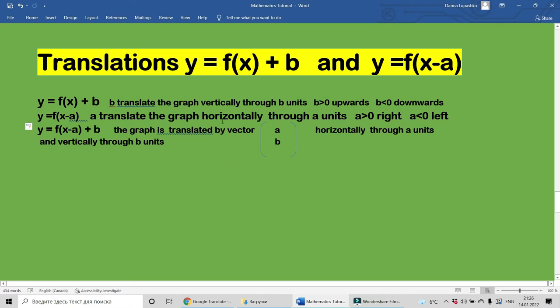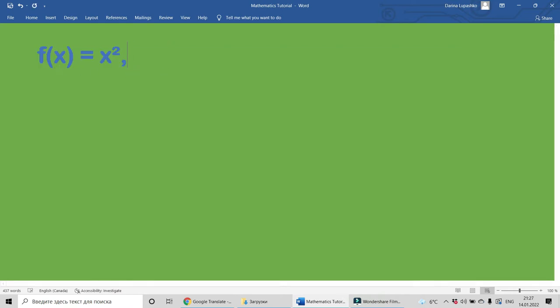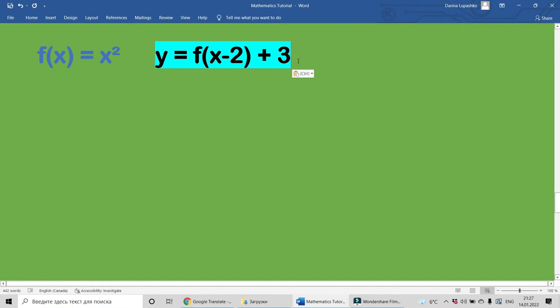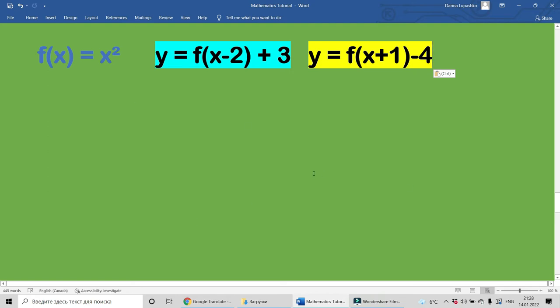So let's see how it works by solving our problem. We have the function f of x equals x squared. It's our parabola, and we can sketch it easily, and we have two more functions. The first one is y equals f of x minus 2 plus 3, so the argument is changed by subtracting 2 units, and to the whole function we added 3. The third function is y equals f of x plus 1 minus 4. Let's draw all three graphs on one set of axes.